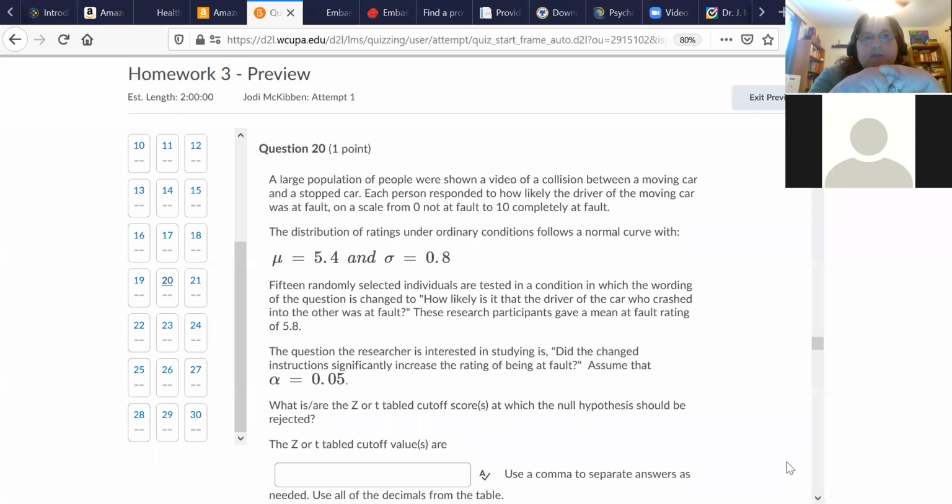So a large population of people were shown a video of a collision between a moving car and a stopped car. Okay. Each person responded to how likely the driver of the moving car was at fault on a scale of 0 to 10.